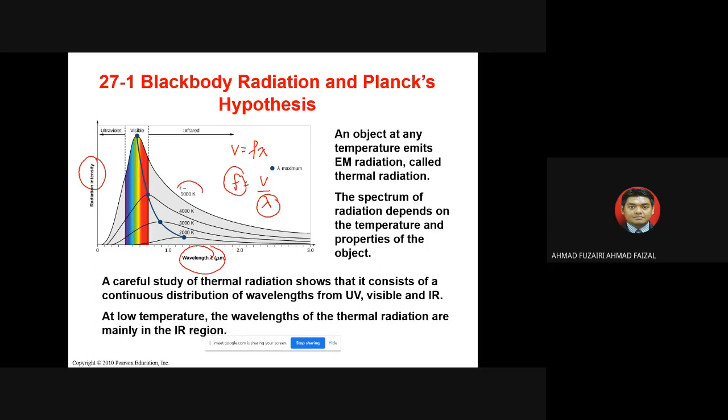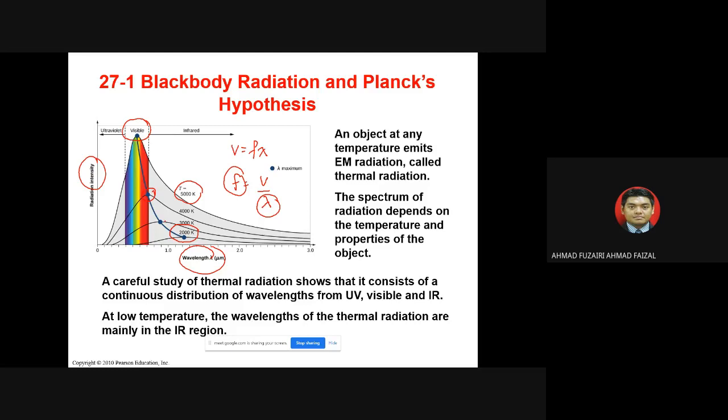For example, this is 5,000 Kelvin, and here we have 2,000 Kelvin. Look at the peak at each temperature. At 5,000 Kelvin, the peak, or optimum value of the curve, is in the visible range. For 4,000 Kelvin, it is in a mix of the visible and infrared regions.